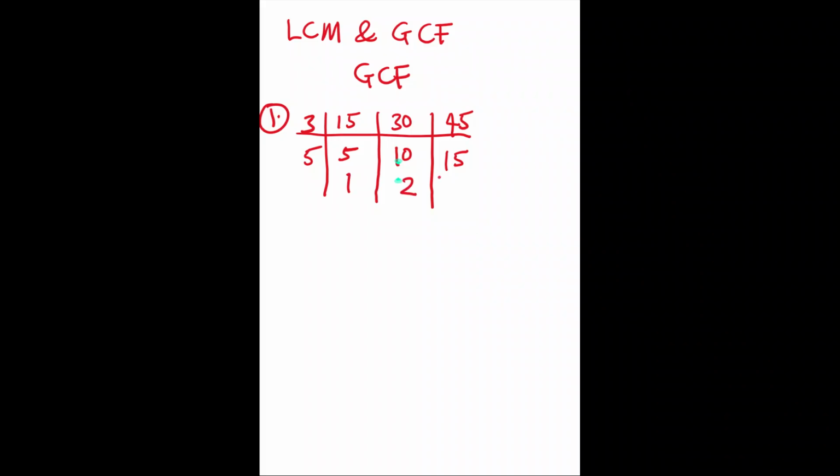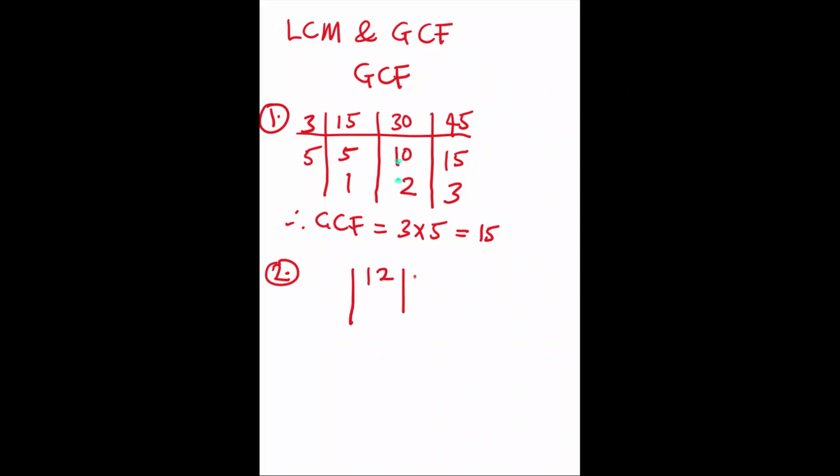So we use 5. 5 divided by 5 is 1. 10 divided by 5 is 2. 15 divided by 5 is 3. So we can see that in this question, one of the numbers has gotten to 1 already. So this will be our bus stop. We are not going to divide any further. So that means the GCF will be 3 times 5, and 3 times 5 is 15. So the GCF for 15, 30, and 45 is 15.